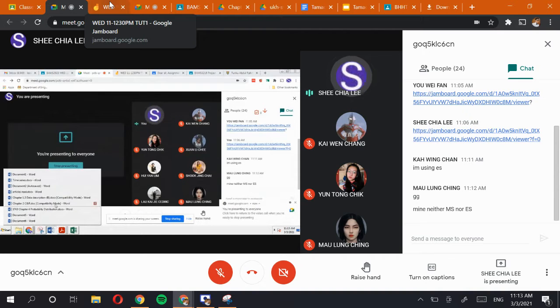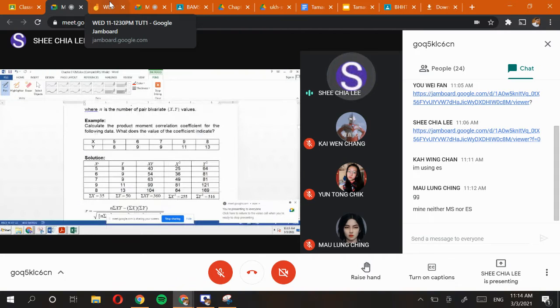So let's say we want to calculate this one. If you can use the calculator to get the summation, to get the total, then you no need to come out with this table. So this part no need. You just need to get me this answer. Use your calculator, key in a few buttons, then give me this answer. Just write down: total x equals what, total y equals what.